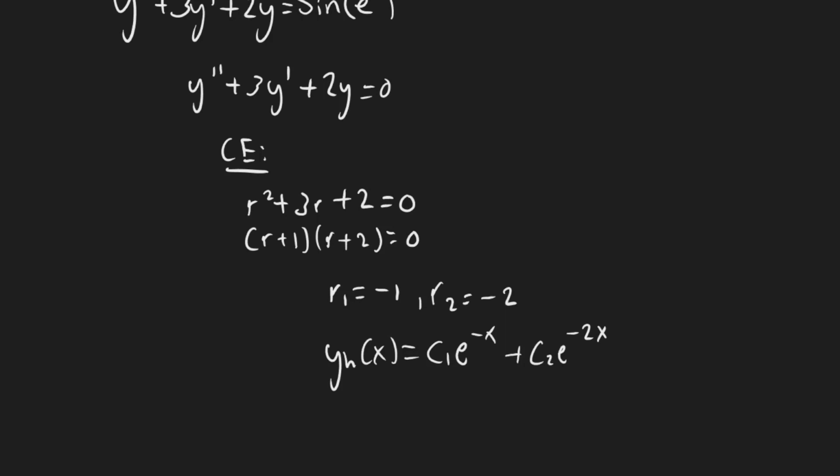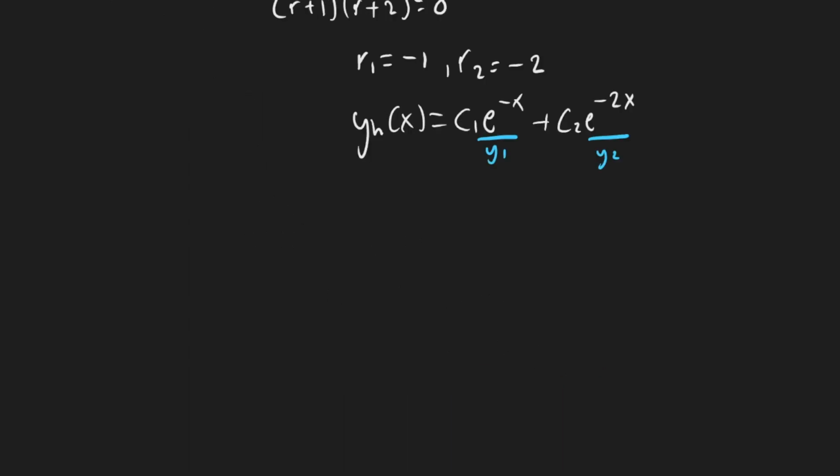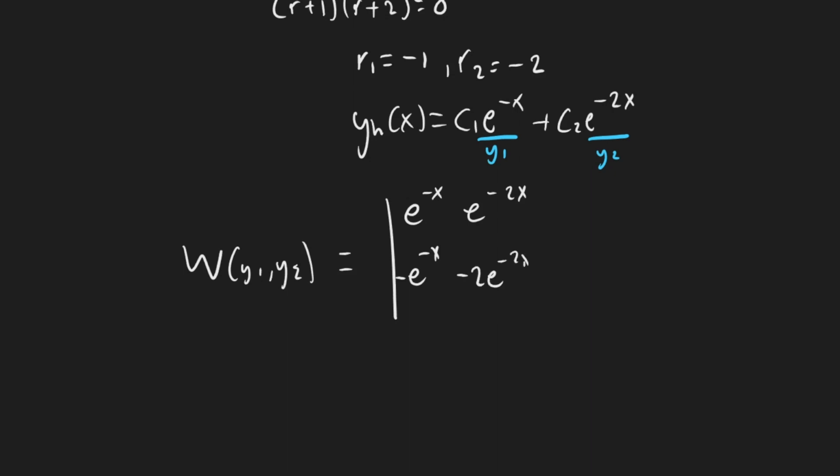And if you remember, the homogeneous part of the solution is in the form c1 y1 plus c2 y2. So we can go ahead and just say this is y1 and this is y2. And that's going to help us in finding the Wronskian. So the Wronskian of y1 and y2 is going to be them at the top, right? e to the -x, e to the -2x, and then their derivatives right below. What's the derivative of e to the -x? Well, that's going to be -e to the -x. And then the derivative of e to the -2x is -2e to the -2x.